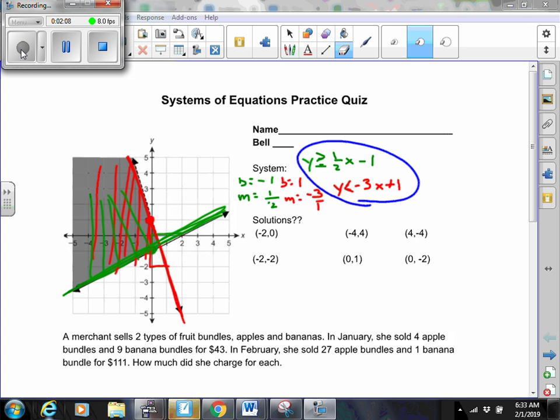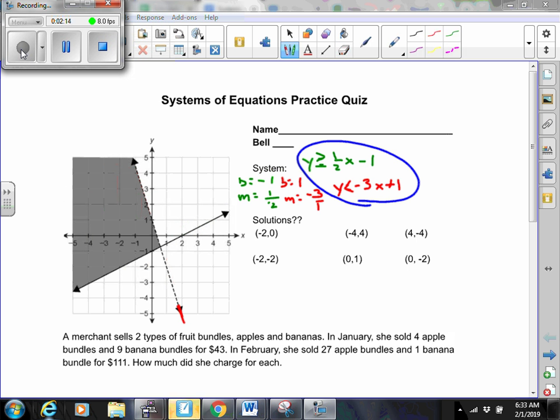Now, as far as whether they are solutions, given points, what you're looking for is the actual points and to see if they fall in the shaded region. If it's on the dotted, it's not included. If it's on the solid, it is. So (-2, 0) here, that is a solution, yes. (-4, 4) is located here. Yes. (4, -4) is down here. No, not in the shaded region.